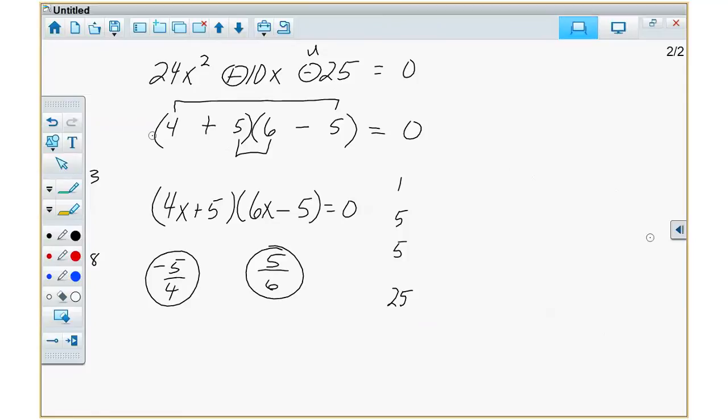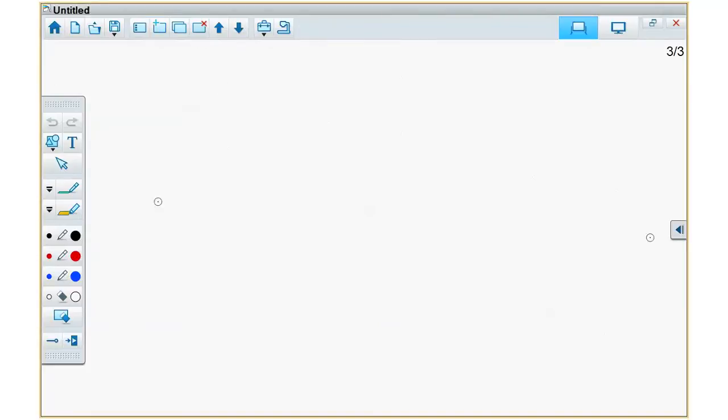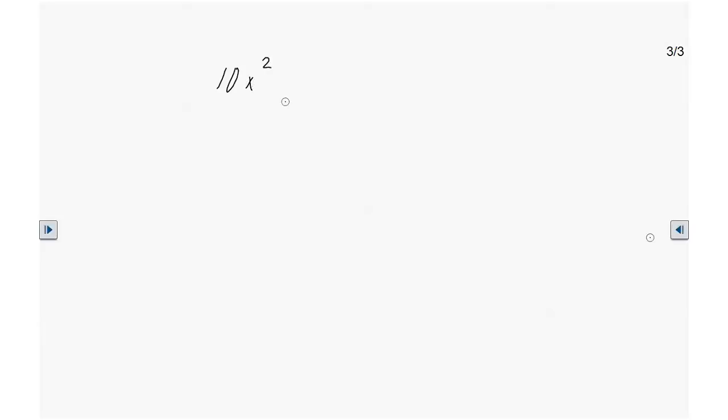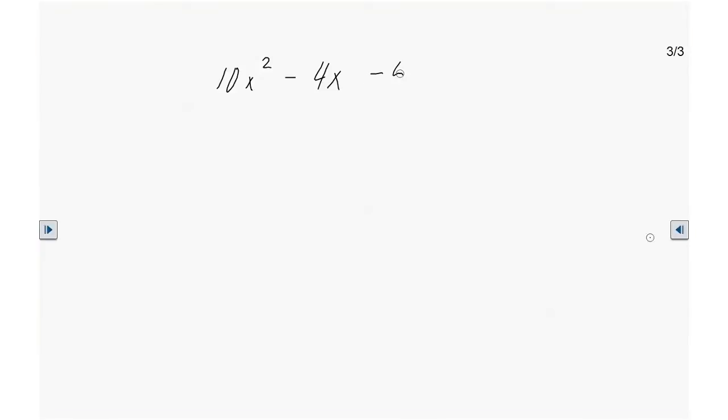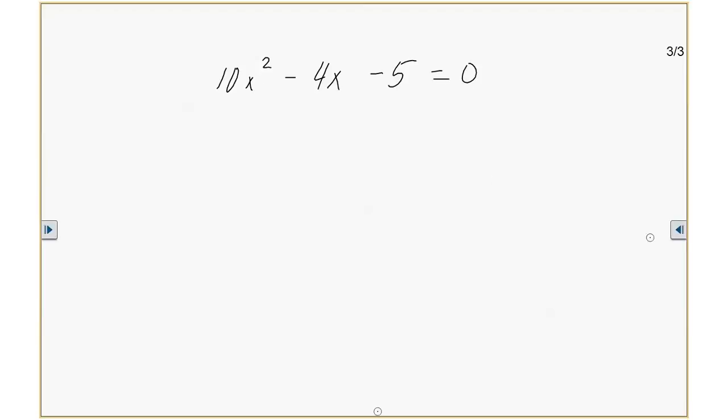You want to do a nerd? Okay, let's do a nerd. I'll go a little bit easier on you this time. How about that? 10x squared minus 4x minus 5 is equal to 0. All right, try that one. And I want you to do the whole kit and caboodle. Lay off your multiple choice.